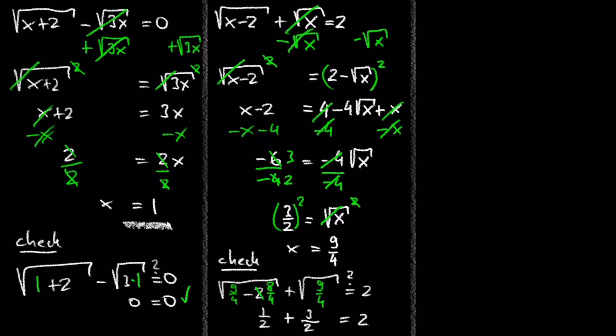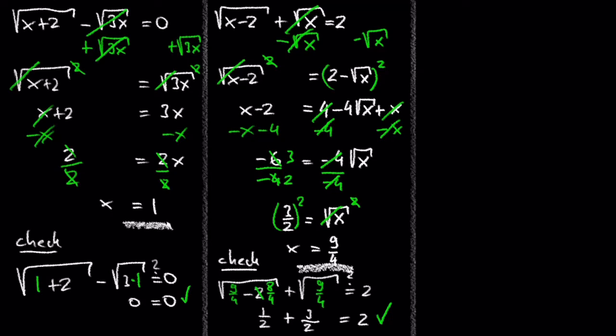1 over 2 plus 3 over 2 is 4 over 2, and 4 over 2 is 2. So we get 2 equals 2, which is true. So the solution 9 over 4 fits in our original equation.